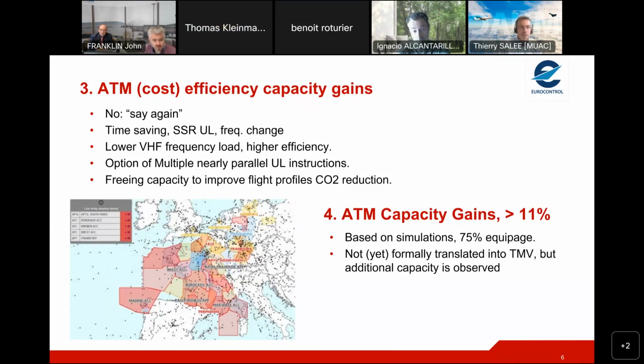And freeing capacity will improve the flight profiles and leads as well to CO2 reductions. Related to that, we also have expected capacity gains, 11% based on simulation, when there is 75% equipage. It's not formalized so far in our TMVs, but we know that it is the case, and we know that the capacity of our ops room is higher when data link is there, and if we had to stop data link, we would have restrictions directly in place.